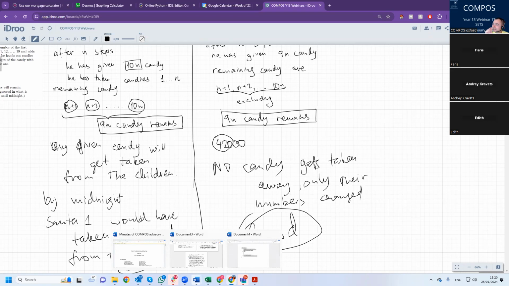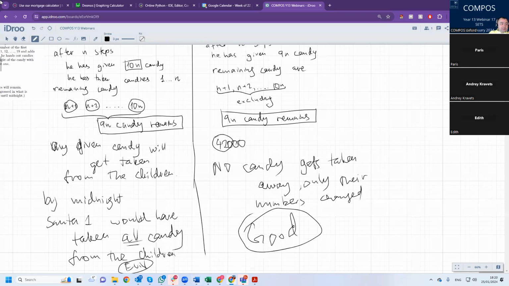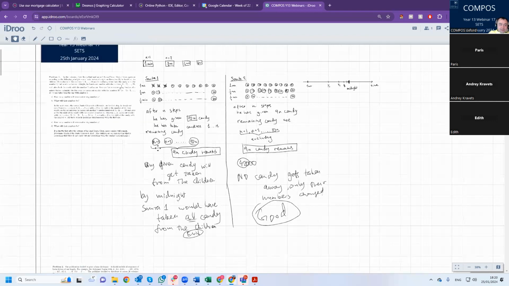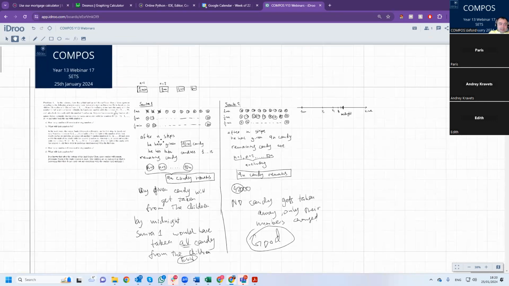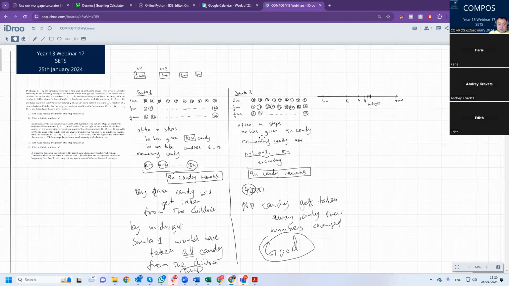Taking away by 1 and adding 10 are both infinite, as in approaching midnight the limit, like asymptotes. Yes. It's effectively the same thing. Both of them are countable sets. The set of candy given and the set of candy taken are countable. Therefore, there's the same number of candy given and taken. Whereas in Santa 2, there's only candy given.